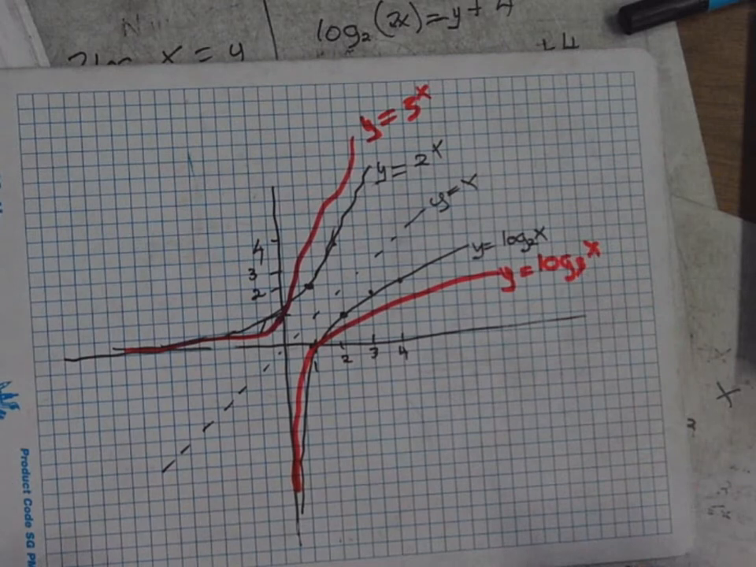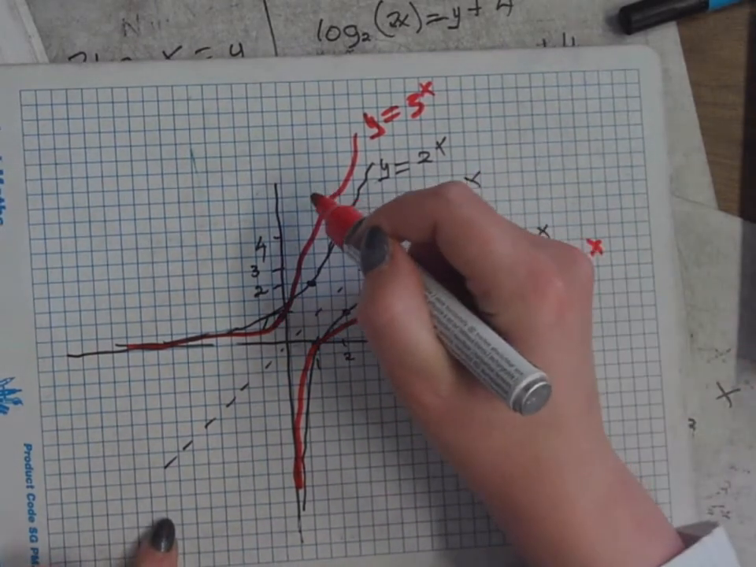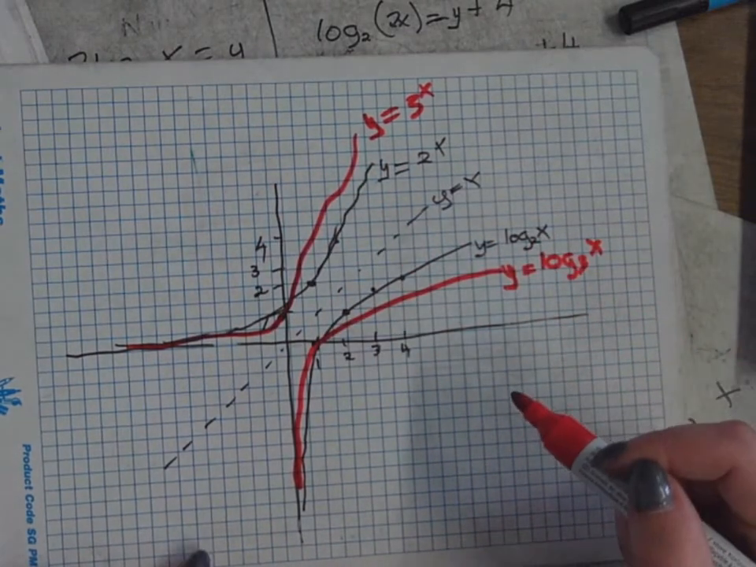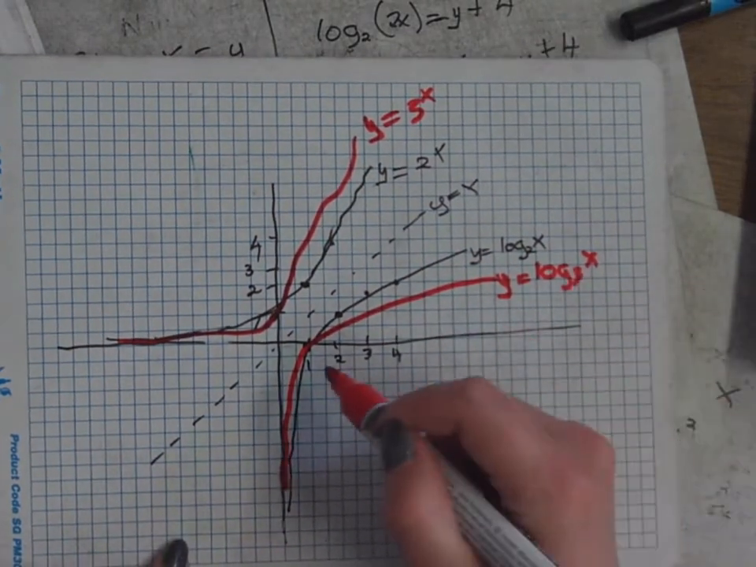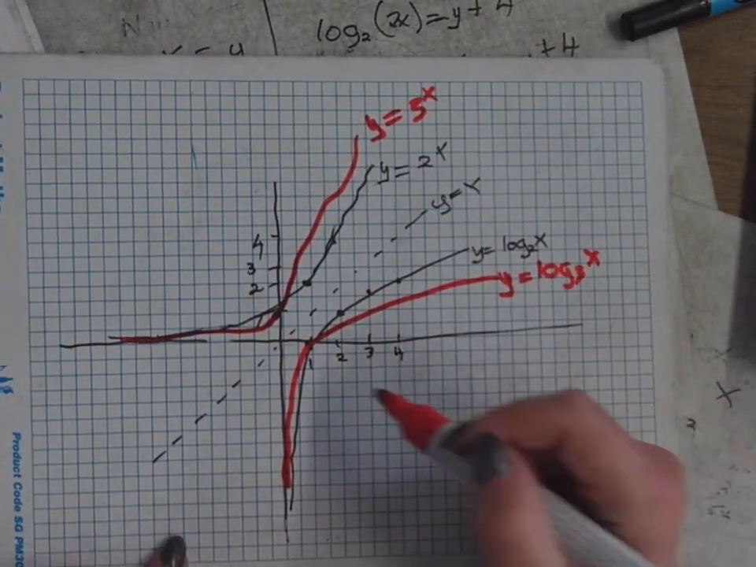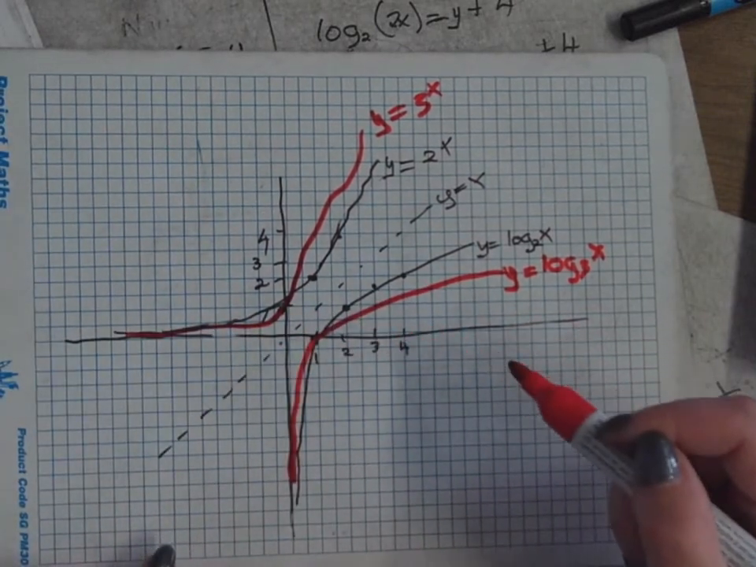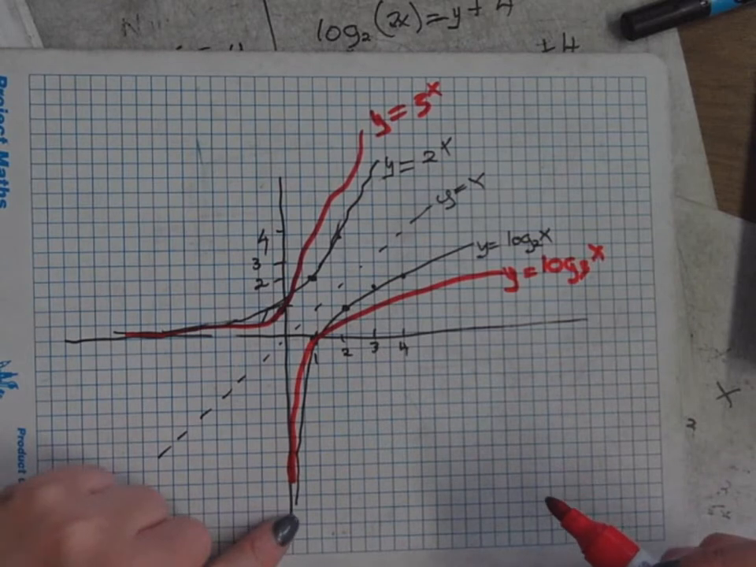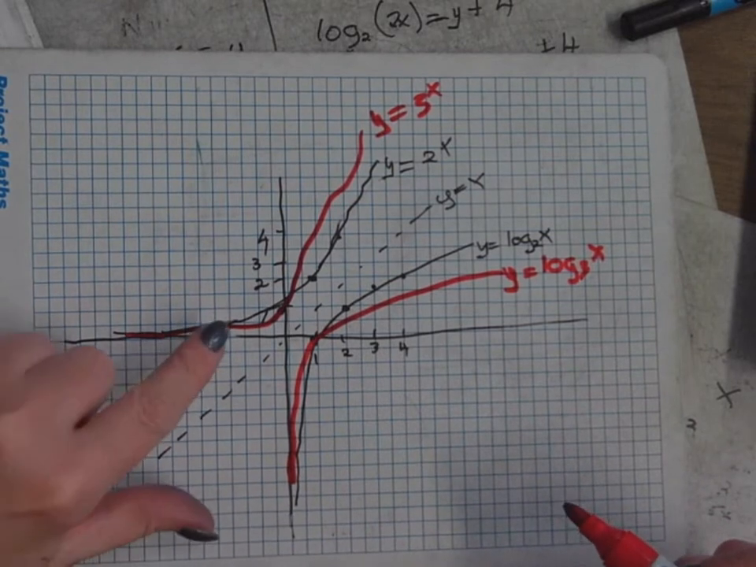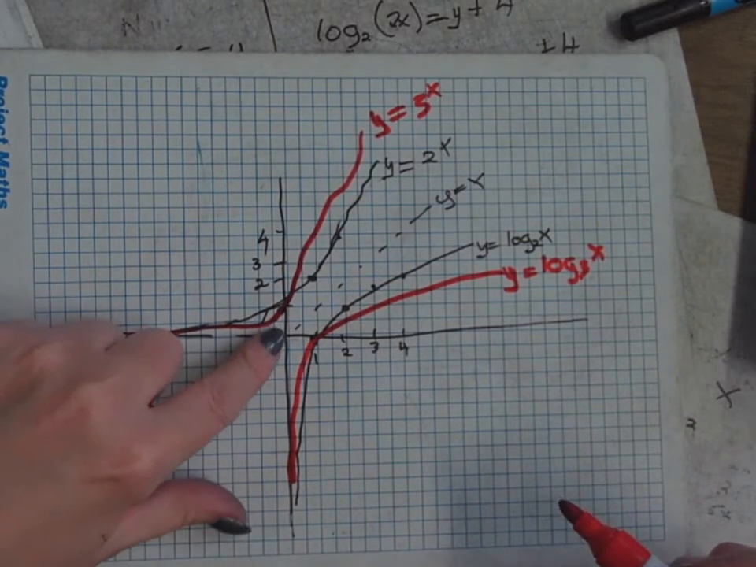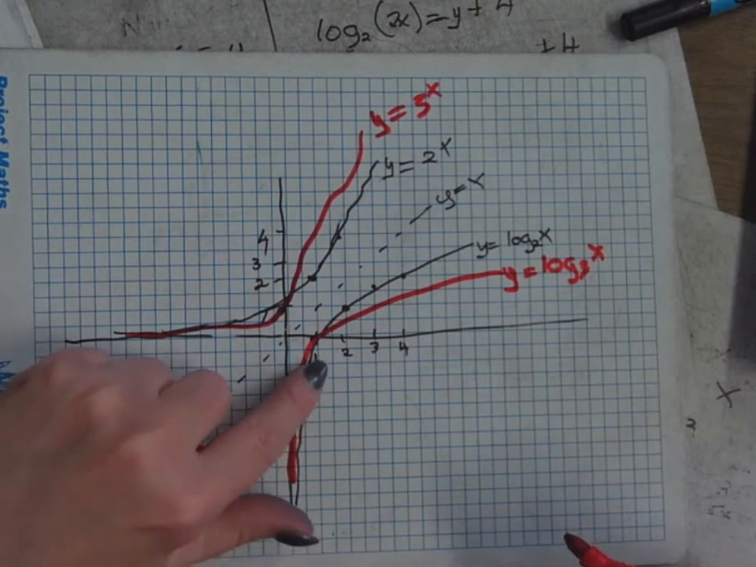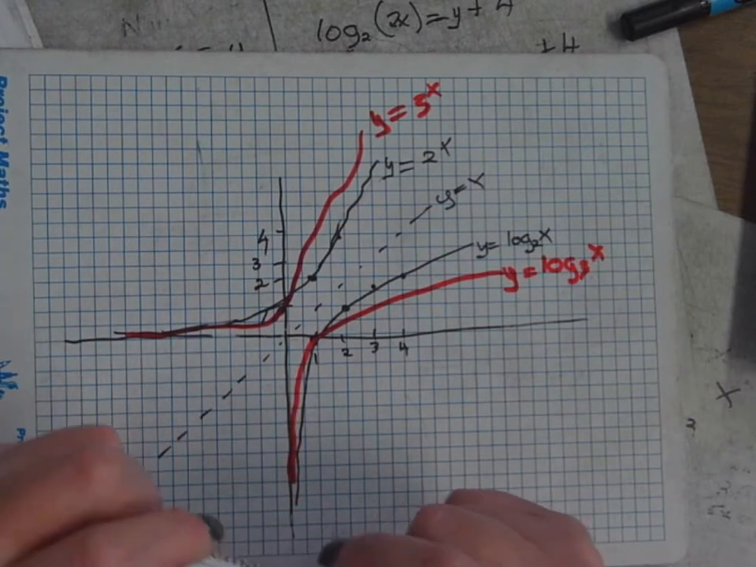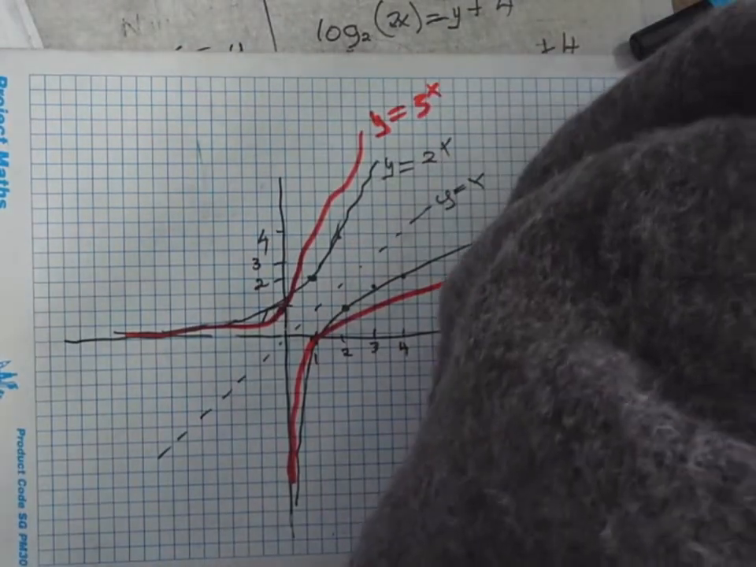Does that make sense? Here they got nearer. The bigger the number, the nearer they got to the y-axis. Here, the bigger the base, the closer they get to the x-axis. Here it was heading for the x-axis but never got there. Here it's heading for the y-axis but never gets there. Here it crossed the y-axis always at 1. Here they all cross the x-axis at 1. So it's a mirror image, the opposite of y equals 2 to the power of x.